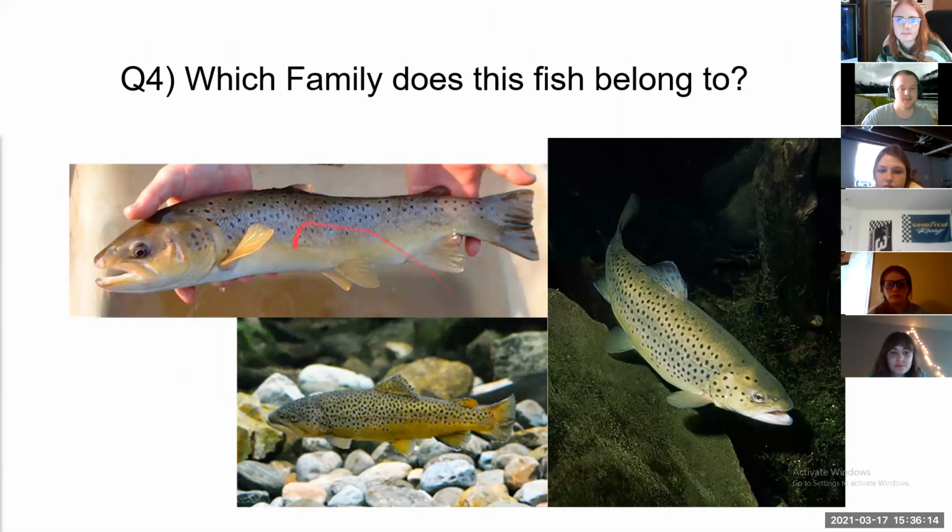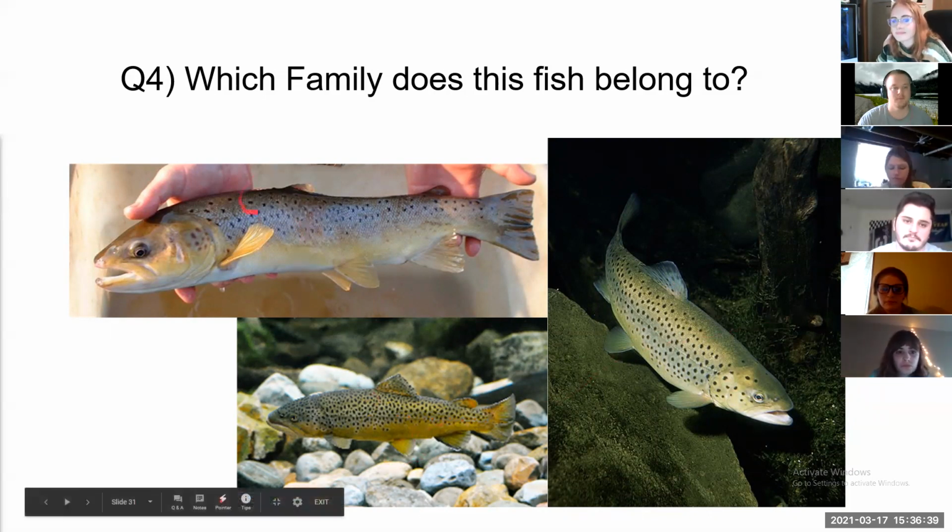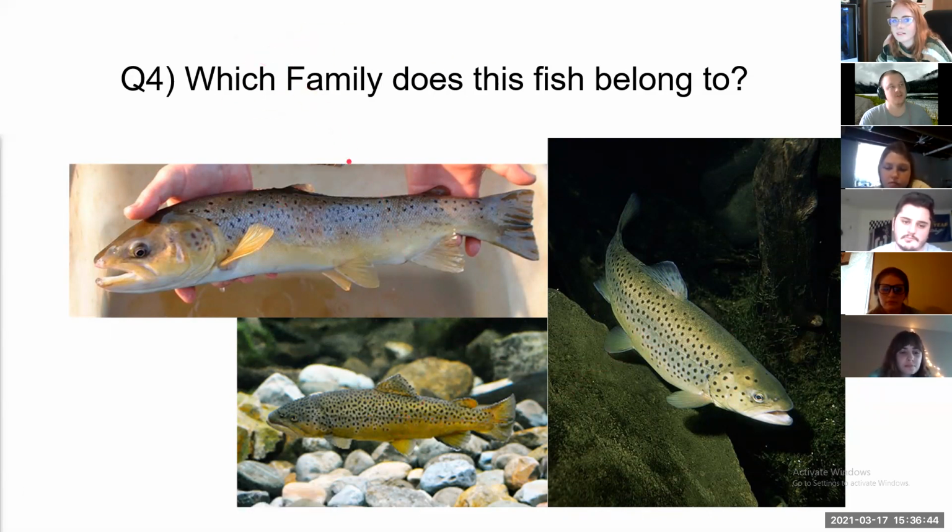So this is a species you guys haven't seen, but I just want you to identify the family that this fish belongs to. What characteristics do you notice? The dark spots on a light background. Yep. But again, that'd be more for the species level. That's a good trait.